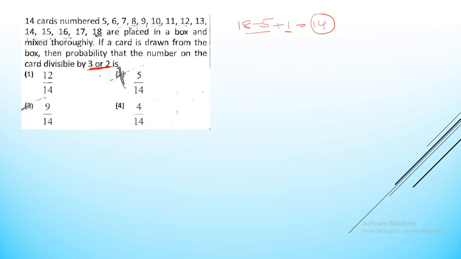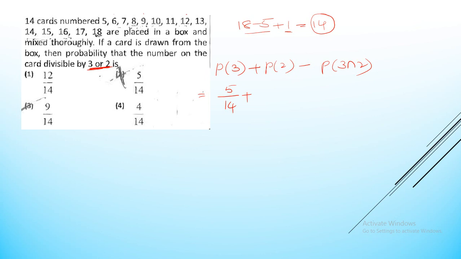Next, what is he asking? Divisible by 3 or 2. So divisible by 3 or 2 means divisible by 3 plus divisible by 2 minus divisible by 3 intersection 2. Okay, so divisibility of 3. Out of 14 cards, how many are divisible by 3? 6, 9, 12, 15, 18. So what are the values? 6, 9, 12, 15, 18. So totally 5 cards are there.